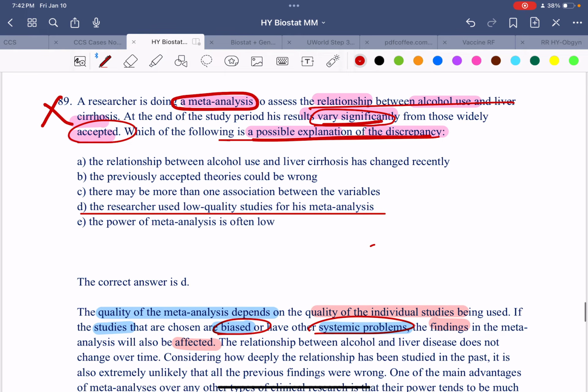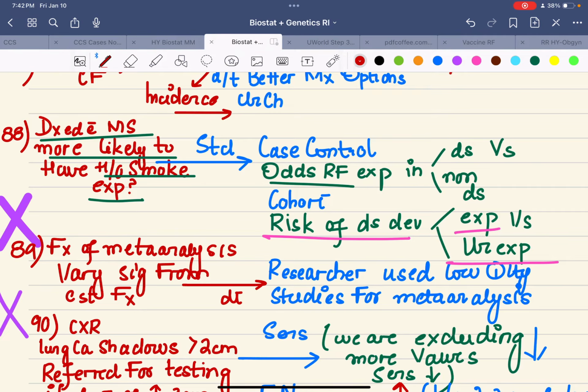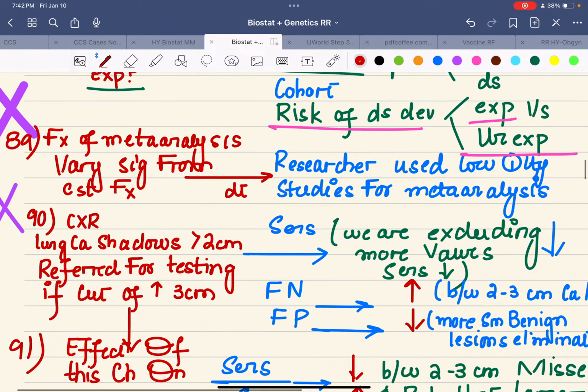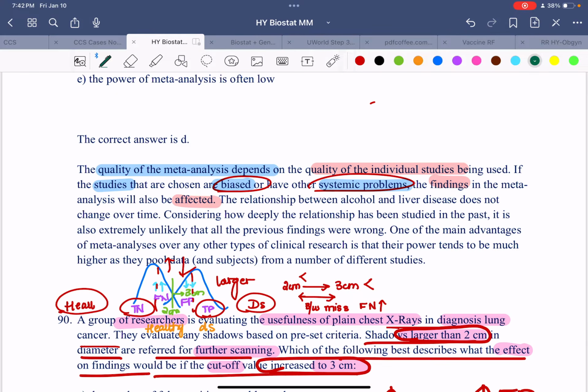So the quality of a meta-analysis is basically dependent upon the type of studies you're using. If the studies are already biased or have systematic problems, then the findings in the meta-analysis will also be affected. So always remember, the quality of a meta-analysis depends upon the quality of the studies that you choose. The findings of this meta-analysis vary significantly from the established findings because the researcher used studies of lower quality.